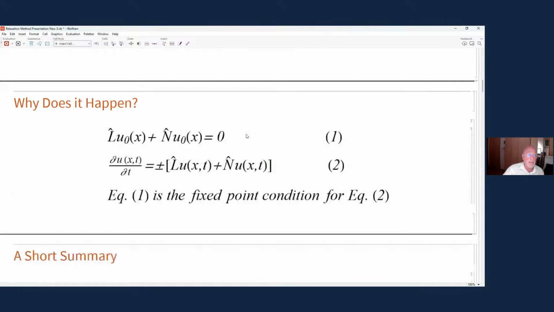Now, why does it happen? Let us look at this stationary equation and time-dependent equation. And you will see that equation 1 is the condition of the fixed point for equation 2. And this is the main point of my talk. So if you have a stationary nonlinear equation, you cannot solve it by more simple methods that I am offering you, then you just formulate the time-dependent equation, and the solution which you will get after a solution of the time-dependent equation will converge to the solution of the stationary equation.